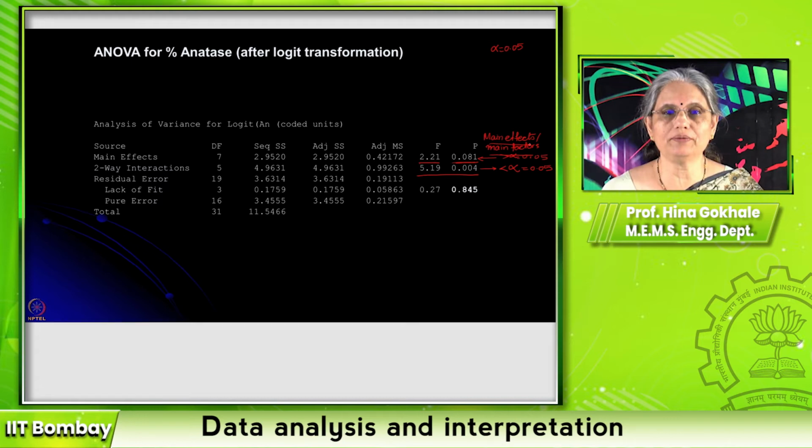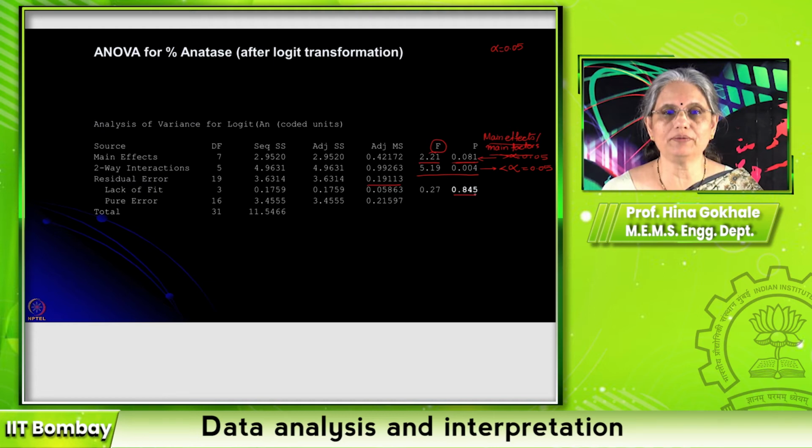Whatever error is coming, the sigma, that is the variation caused by the error and the variation caused by the main effect, are very similar. While this says that the variation caused by the two-way interaction is more significant, is larger than the effect caused by the error. So, here again we are taking an F ratio, this is an ANOVA table.